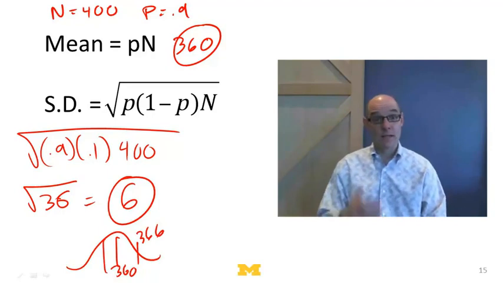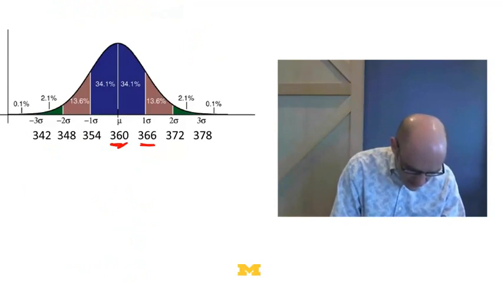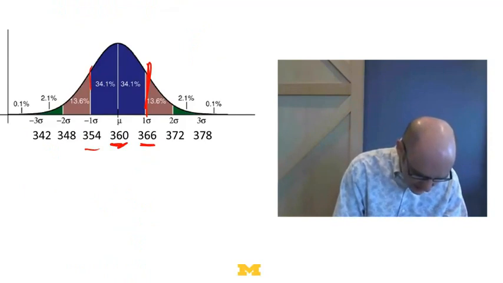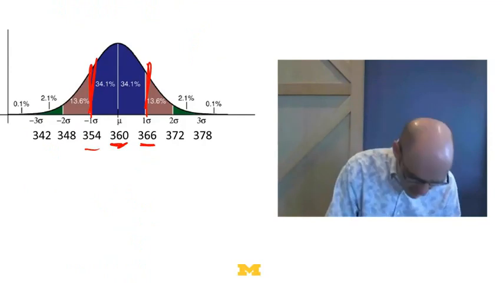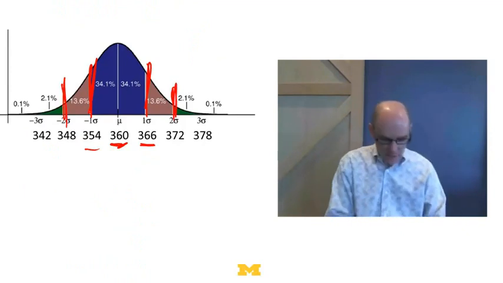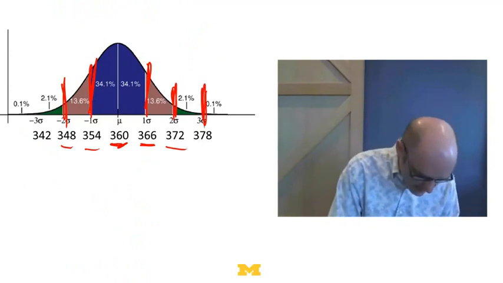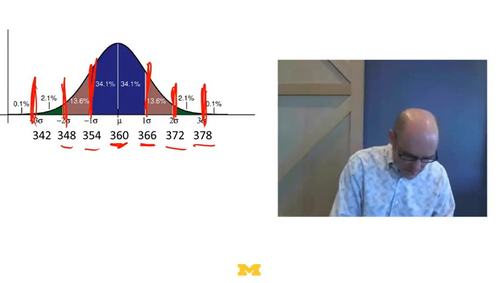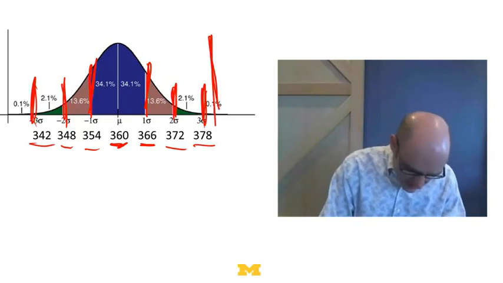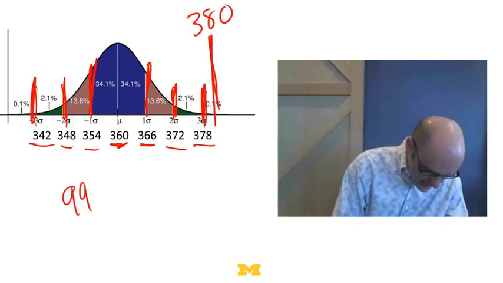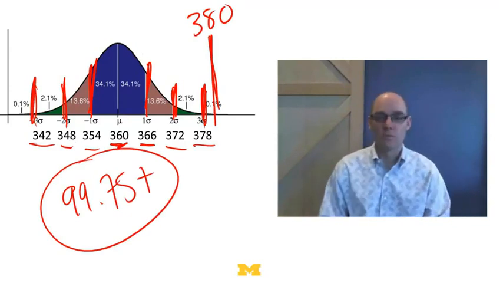Okay? Well, that's useful. That can help us, because let's go back and look. Our mean is 360, our standard deviation is 6, so 68% of the time we're going to be between 354 and 366. That's great. It means that 95% of the time we'll be between 348 and 372. Also great. It means 99.75% of the time we'll be between 342 and 378. Well, how many seats did we have? We had 380 seats. So this means that more than 99.75% of the time, we won't overbook.